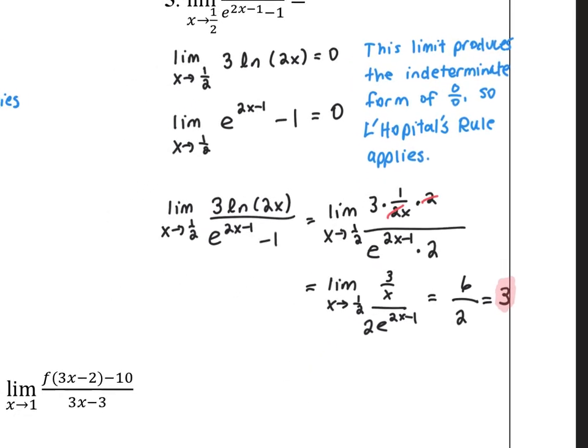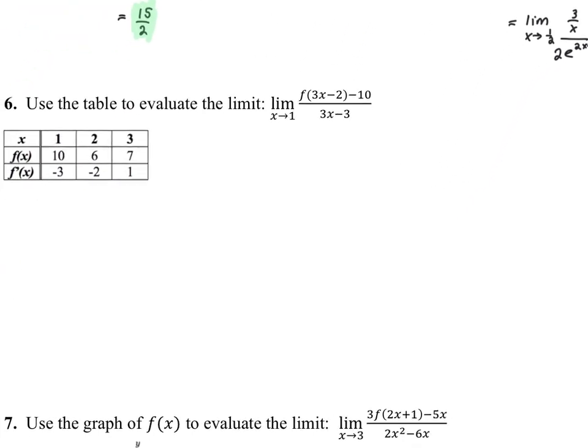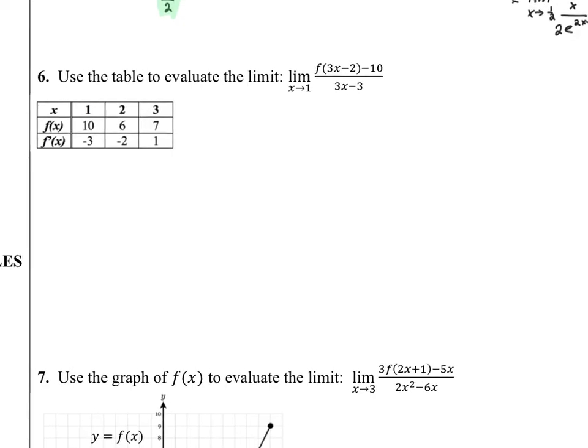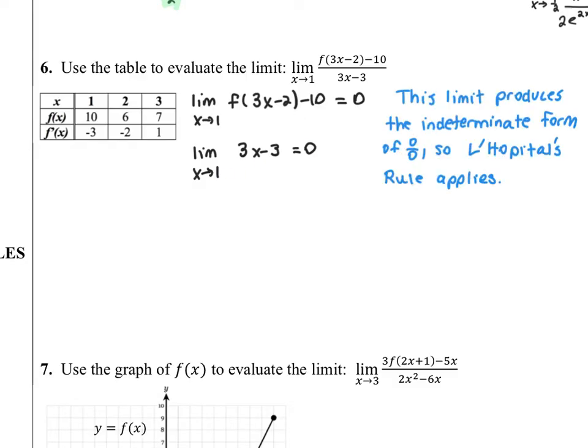And just like with example number 5, in example number 6, you have no choice but to use L'Hopital's rule for this question right here. And I'm just going to follow the same steps that I've used before. When I use direct substitution on my numerator limit, I plug in the 1 and I get f of 1, and I look in the table, f of 1 is 10, and 10 minus 10 is my 0, and then my direct substitution in that denominator also gives me a 0. And then my statement saying I'm getting an indeterminate form, so I'm going to use L'Hopital's rule.